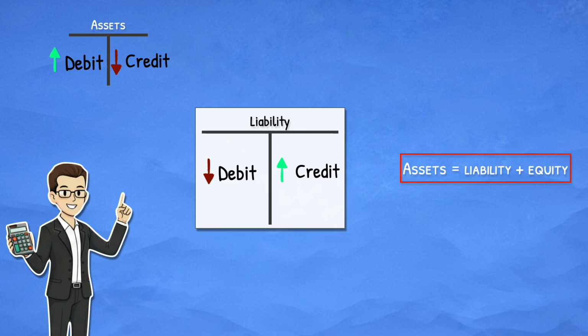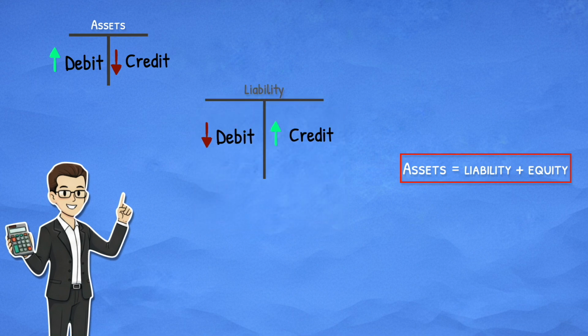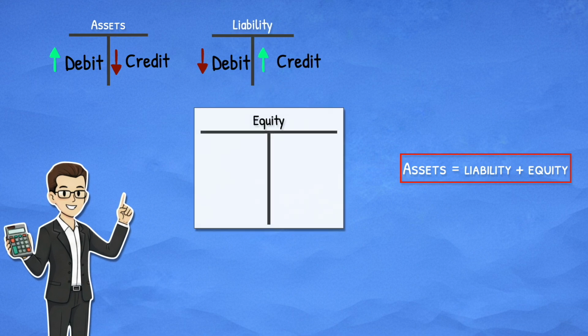A liability account follows the personal account golden rule. This is because liabilities represent obligations or amounts payable by the business. When a liability increases, the business owes more, so it is credited. When a liability decreases, the obligation is reduced, so it is debited. An equity account also follows the same rule.